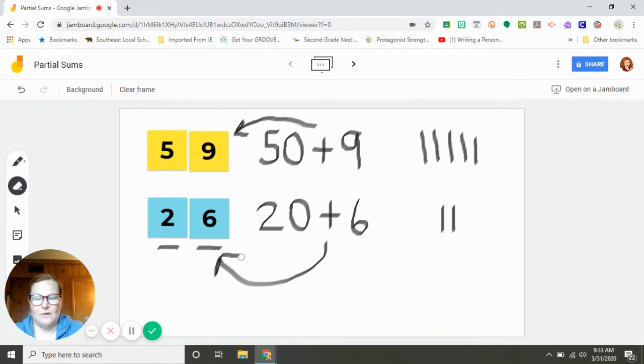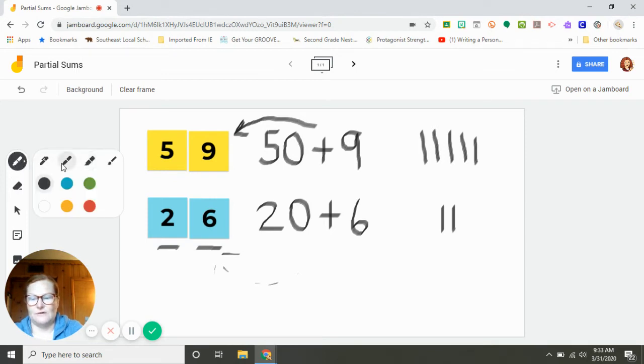Here's what we're going to do now. I'm going to show you how we're going to take this and use this for partial sums. I'm going to erase my arrow here because I want to use this bottom. All right, we're going to see how this will work with our partial sums. So if I had the number 59 plus 26, I would want to be able to add those numbers together. So that's what we're going to do.